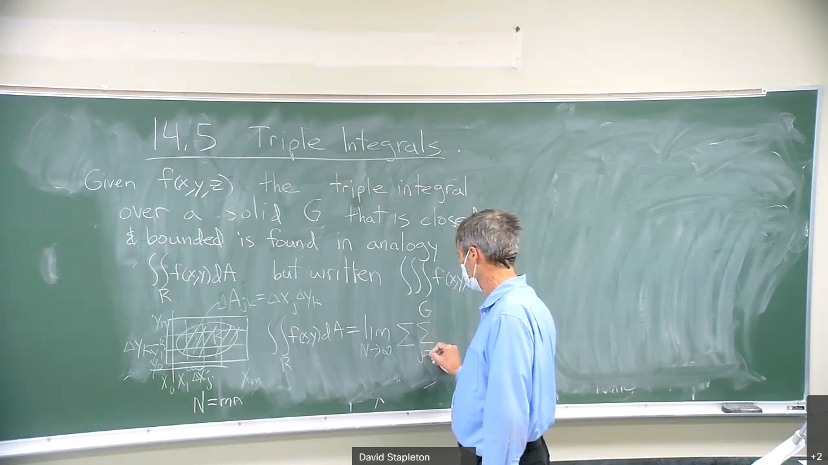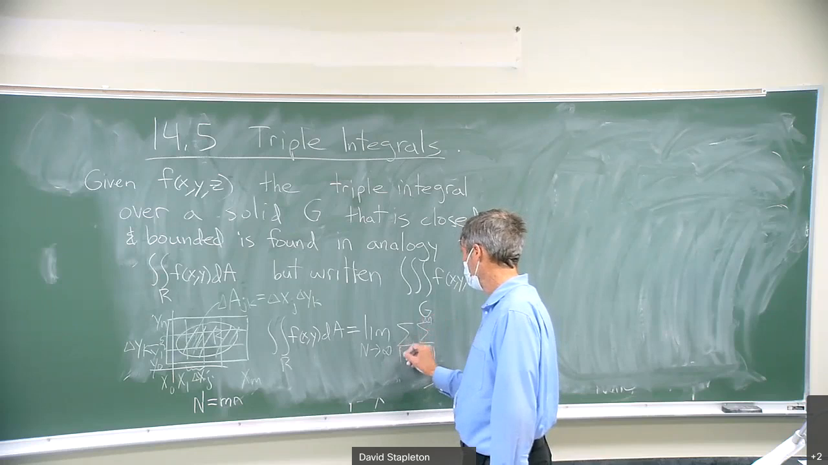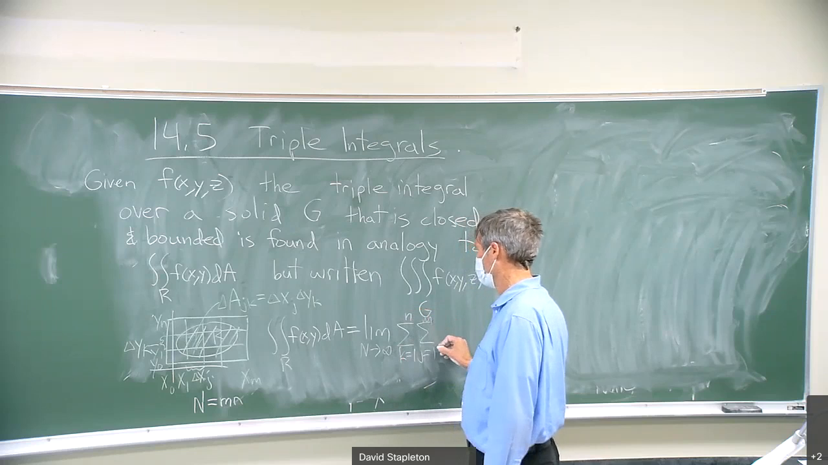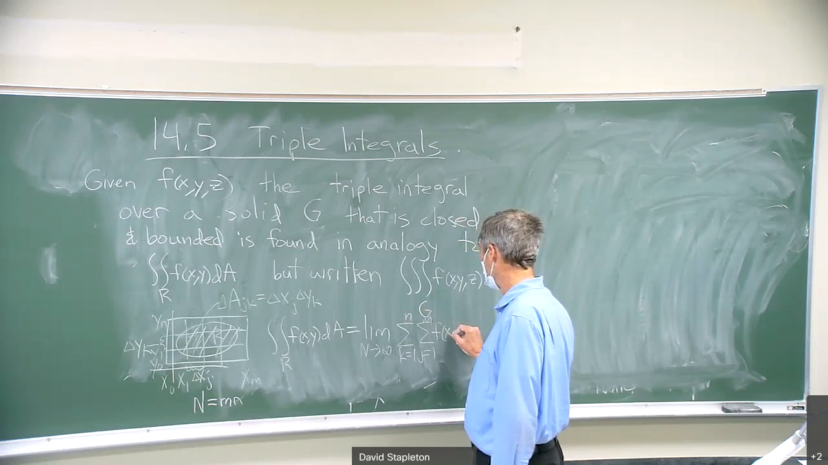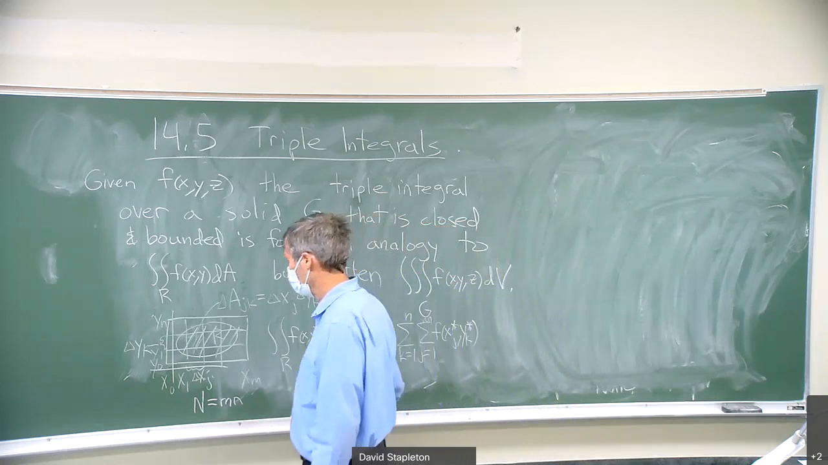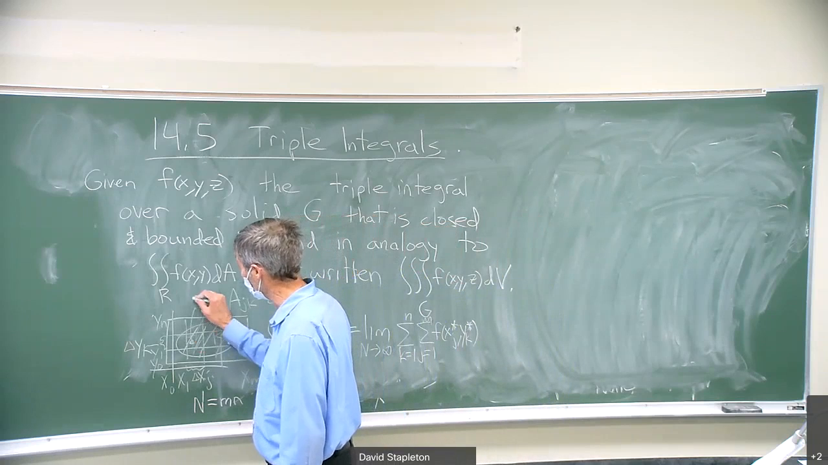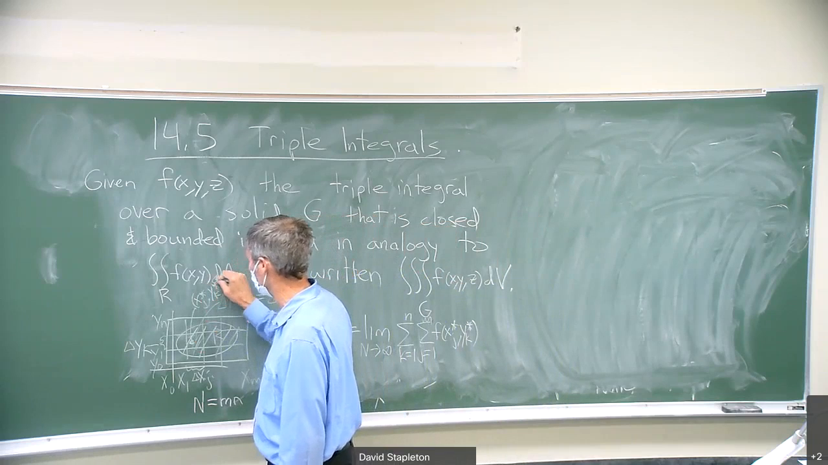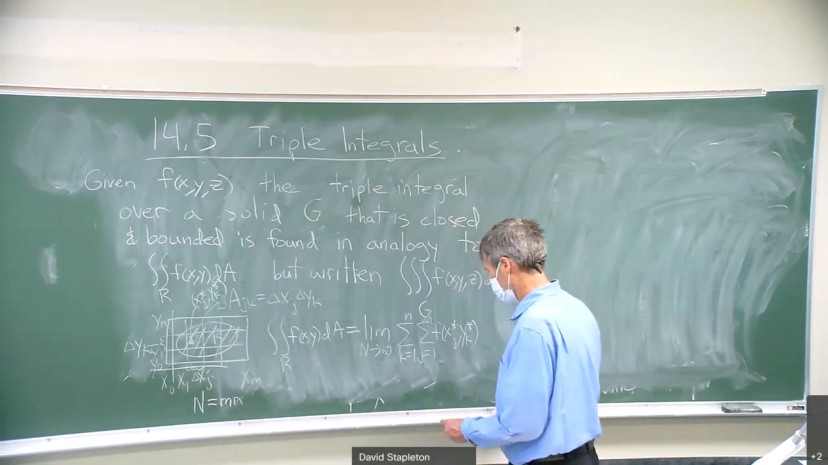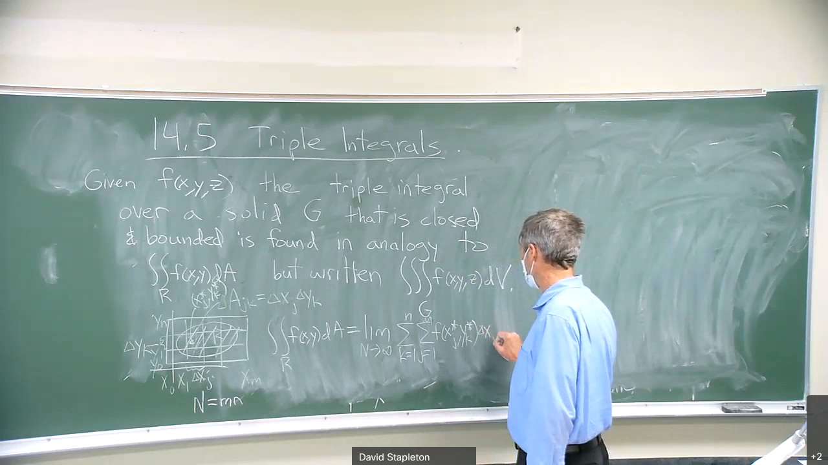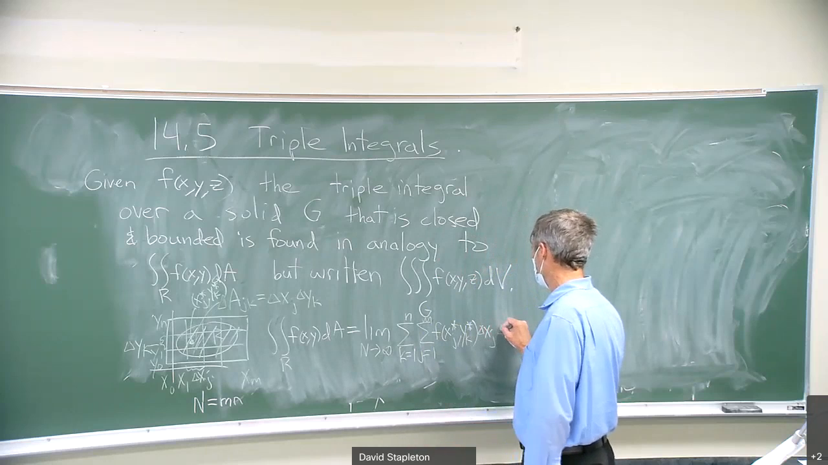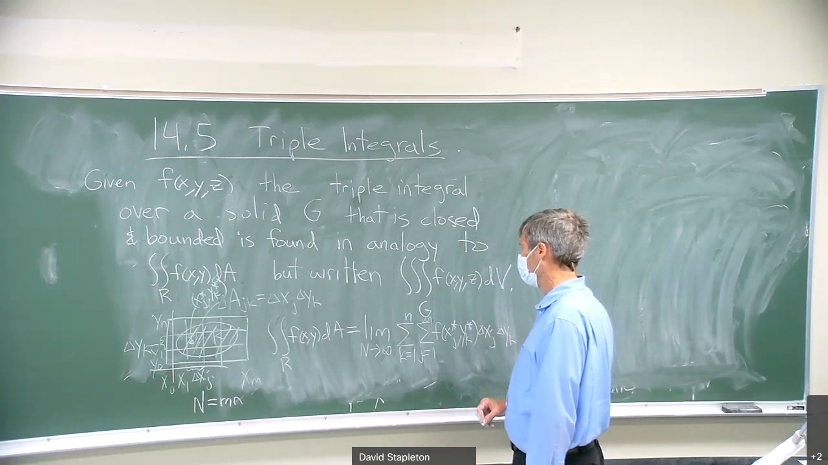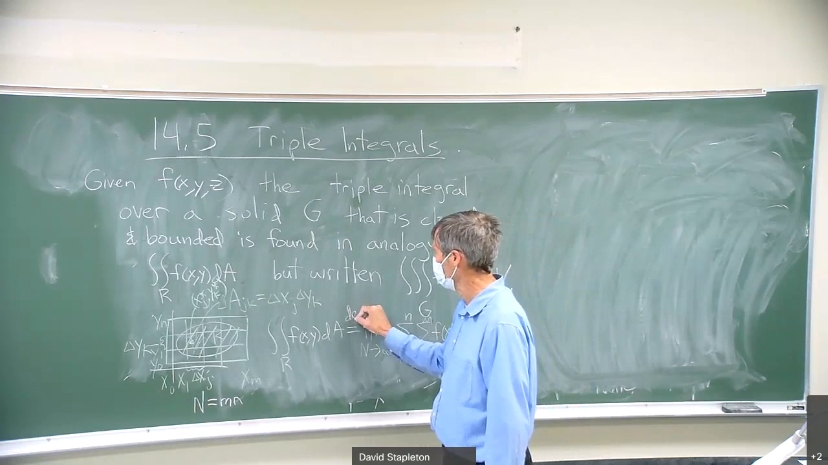J going from 1 to m, k going from 1 to n, f of xj star, yk star, any point in the jk rectangle here, so you just take whatever point you want, xj star, yk star for the jk rectangle. Multiply that times delta xj, the jth width, length, times delta yk, the kth height. And that's how we define this to be, or what we define this to be.